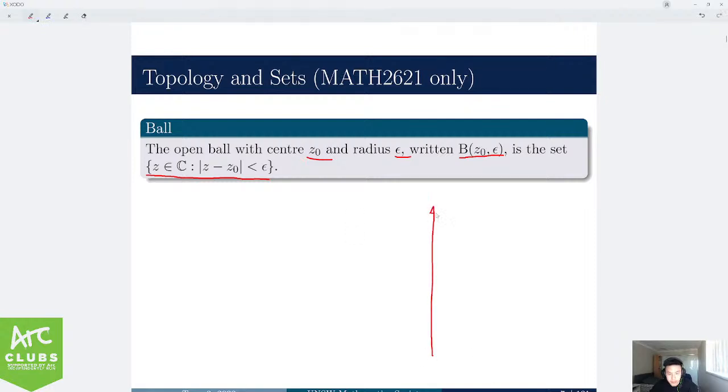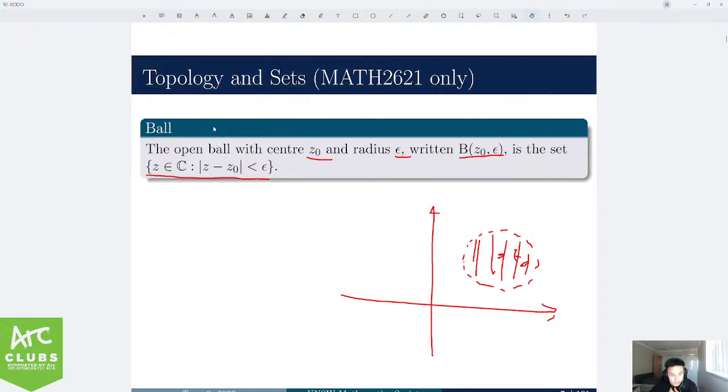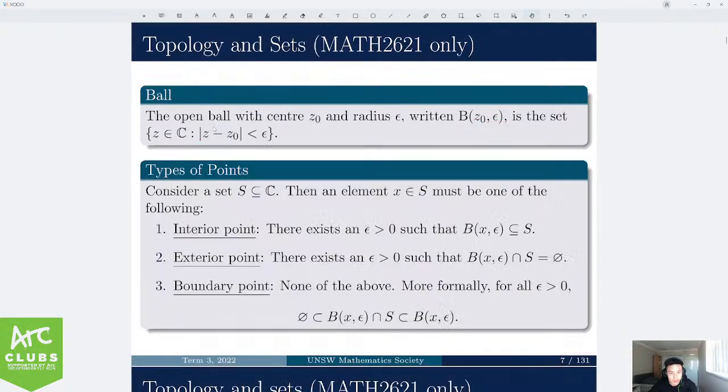If we have the Cartesian plane, the point z0 is over here. And we have the boundary, which should be dotted. Okay, there we go. And that's representing everything inside this circle.